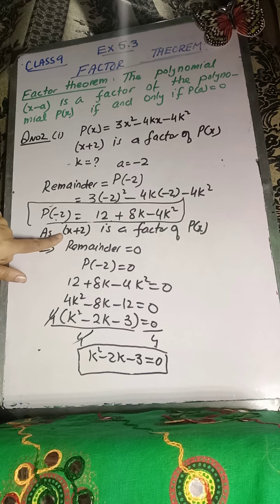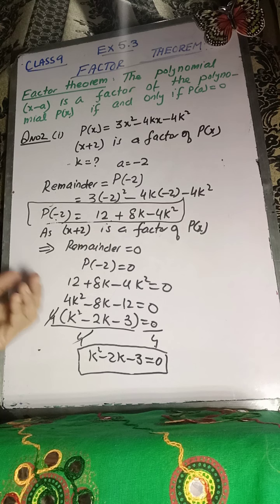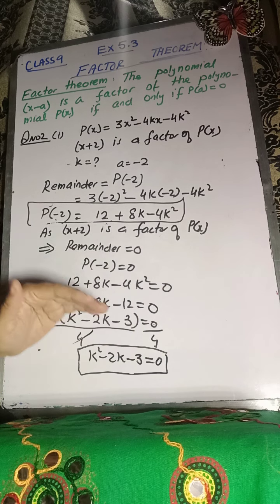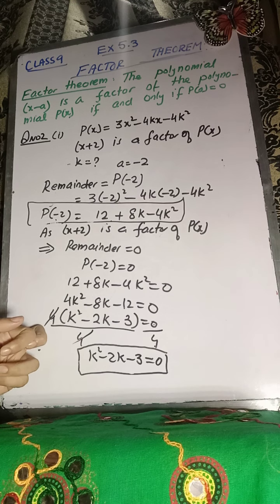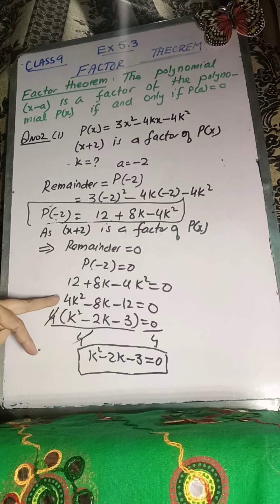Now as x plus 2 is a factor of this polynomial, this remainder must be equal to 0. We know that p of negative 2 is equal to this. So we made this whole expression equal to 0 after taking 4 common from it. We divide it on both sides and we got an equation which has much smaller coefficients as compared to this equation.